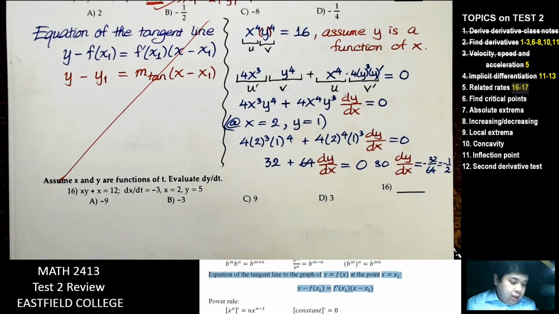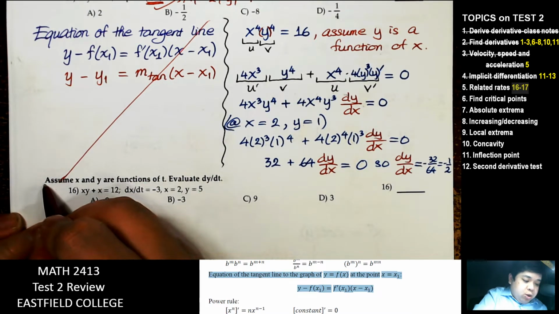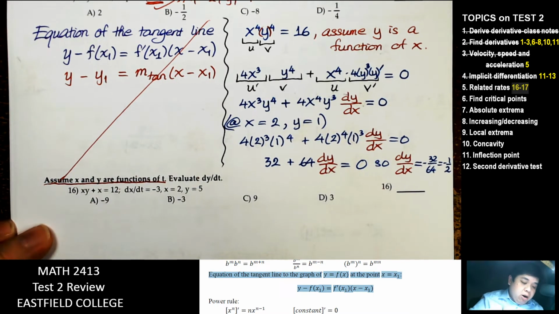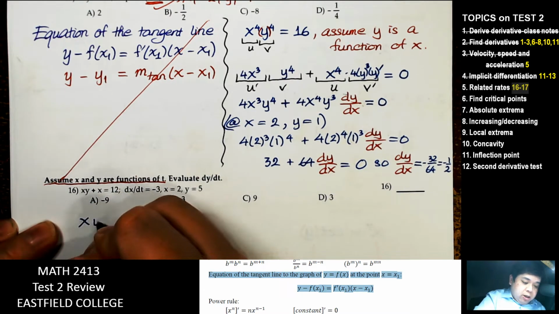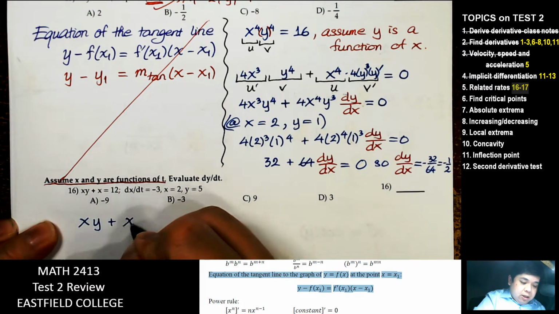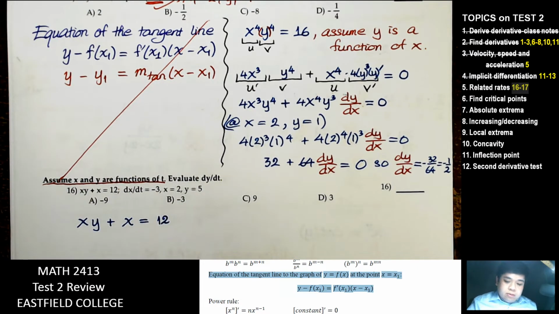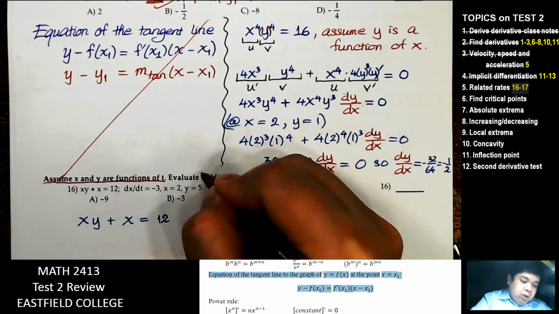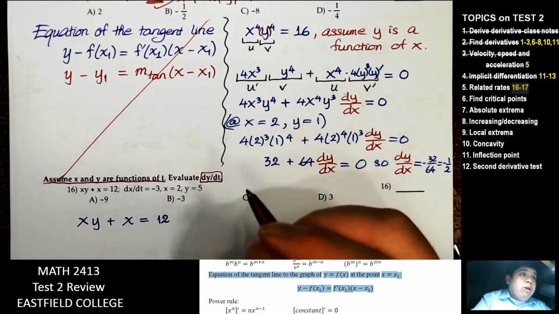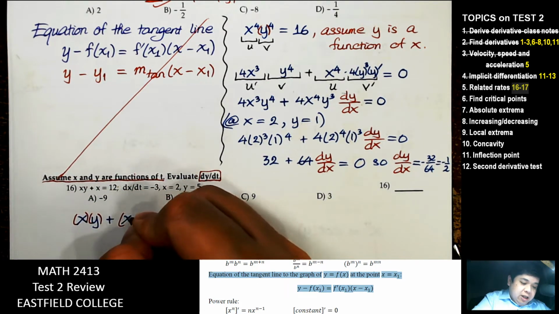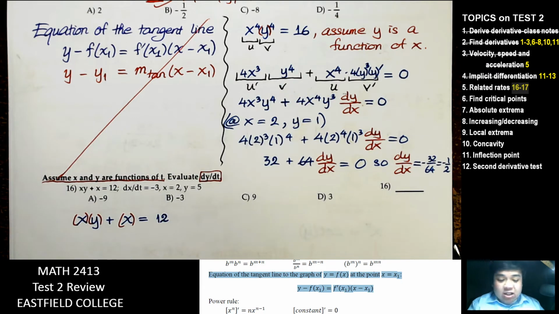Right. Now on this, the first thing we'll see is assume x and y are functions of t. So let's just copy the problem. xy plus x equal to 12. And we are asked to find dy over dt. So we know all of them are functions of t, so parentheses here, and here, and here. All the x and all the y. Right.